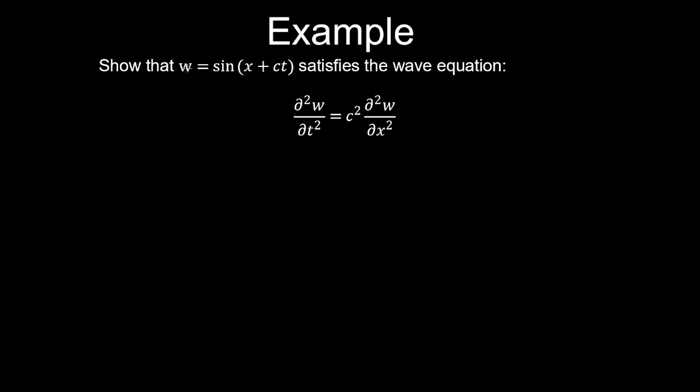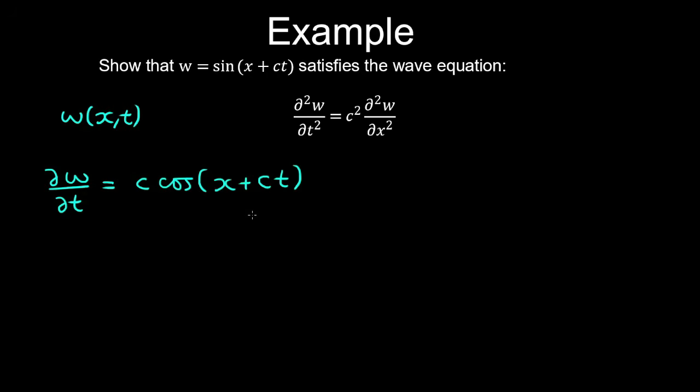Show that the following function of x and t satisfies the wave equation. So in this case, t represents time. And note that c is the wave speed. So differentiating w with respect to time, we get c by cosine x plus c multiplied by t. And differentiating again, we get the second derivative of w with respect to time. So that gives minus c squared by sine x plus ct.